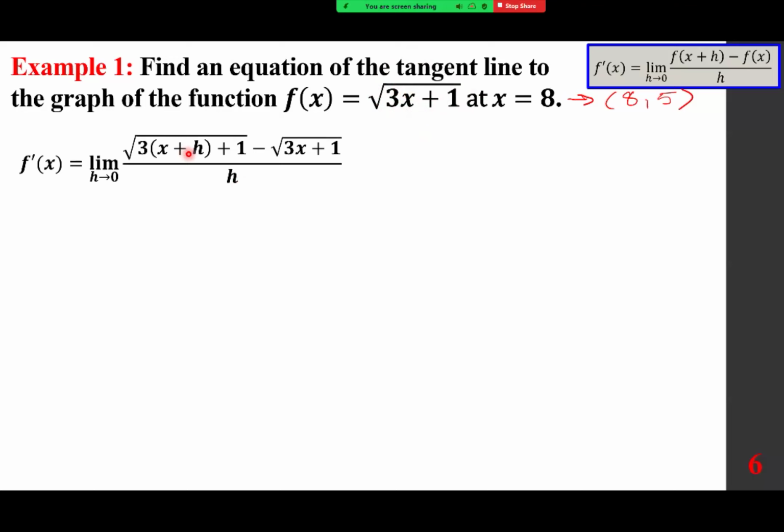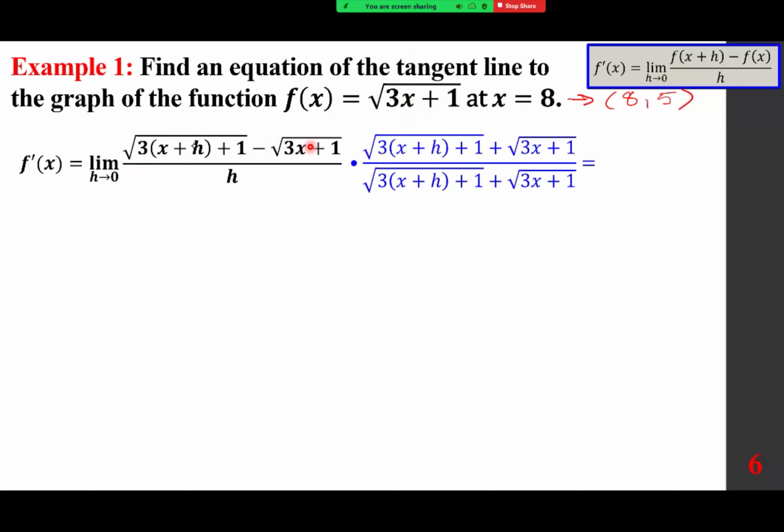This is a minus b because we have a square root. We are going to multiply by its conjugate, a plus b, and we're going to divide by it. So a minus b times a plus b is a squared. So you're looking at a minus b times a plus b. The answer is a squared minus b squared.